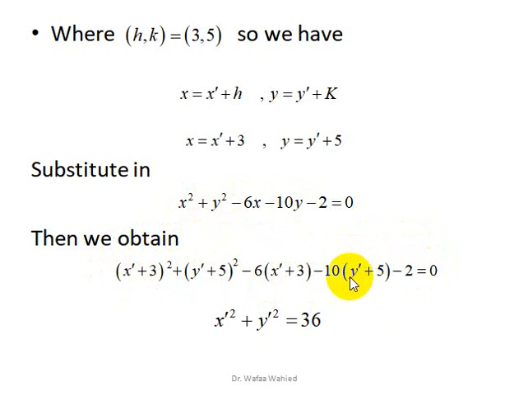So we will have the following equation in x dash and y dash coordinates: x dash square plus y dash square equals 36. The above equation, x square plus y square minus 6x minus 10y minus 2 equals 0, is in the xy plane, in the original plane, but the equation x dash square plus y dash square equals 36 is in the new x dash y dash plane.